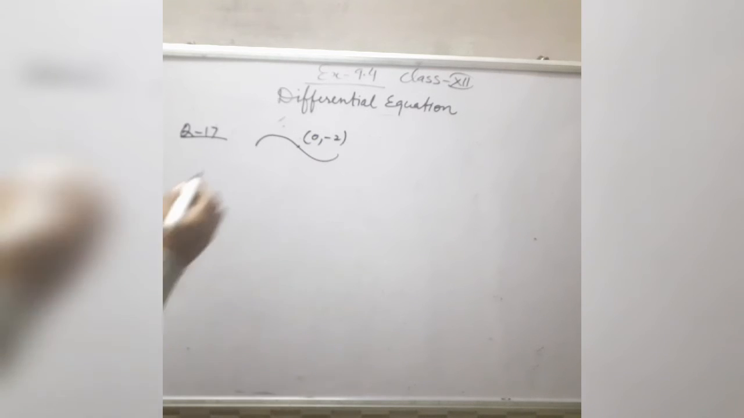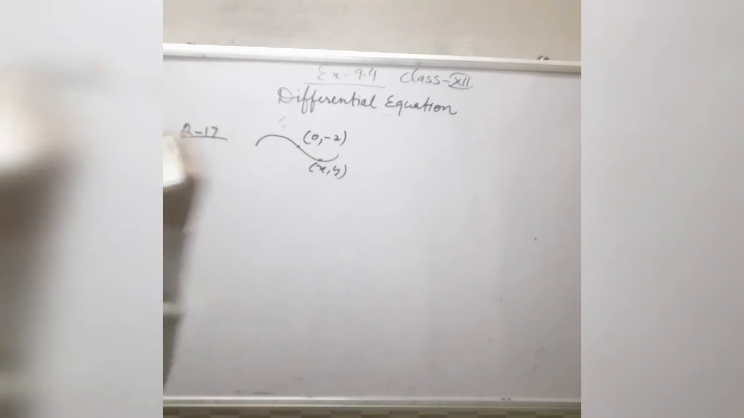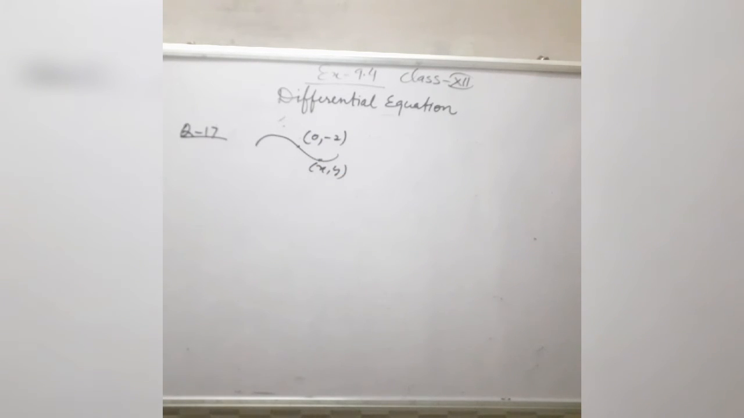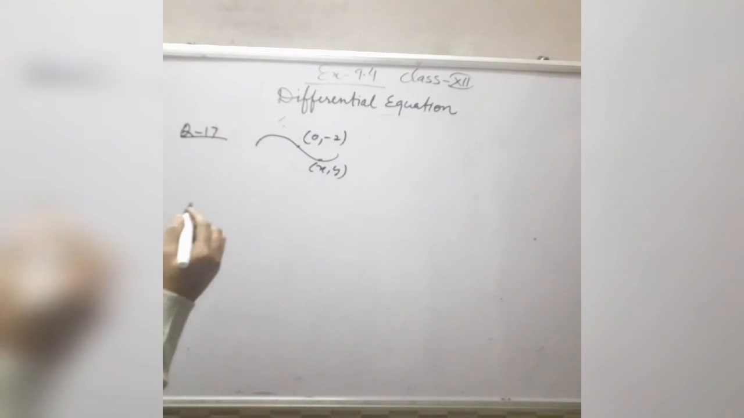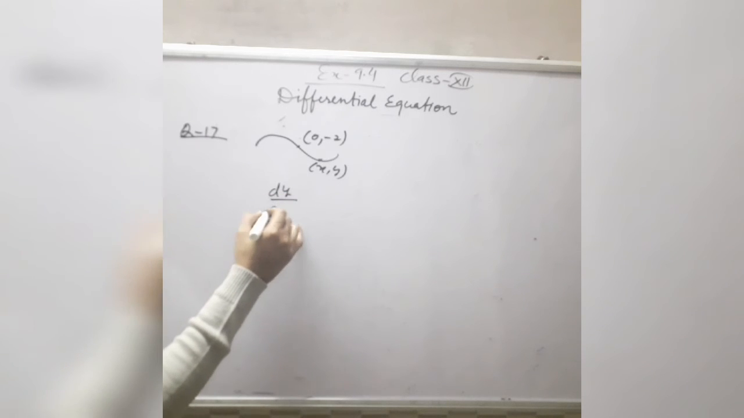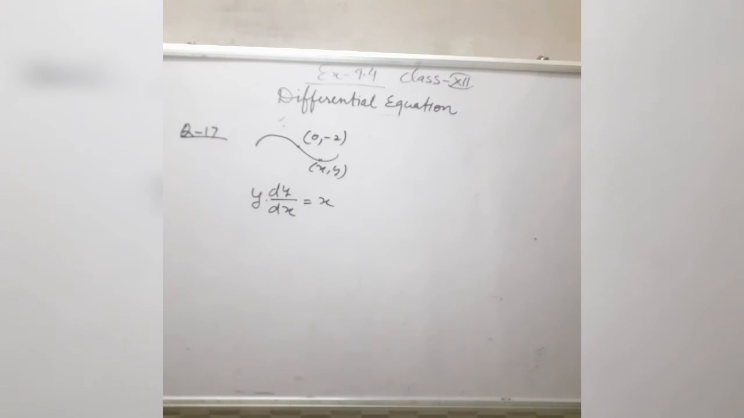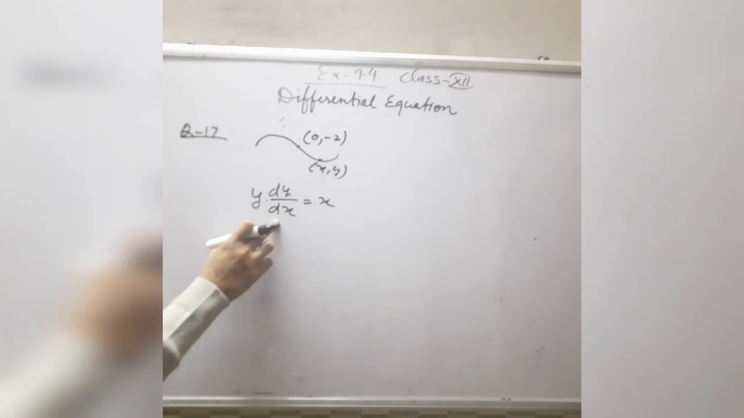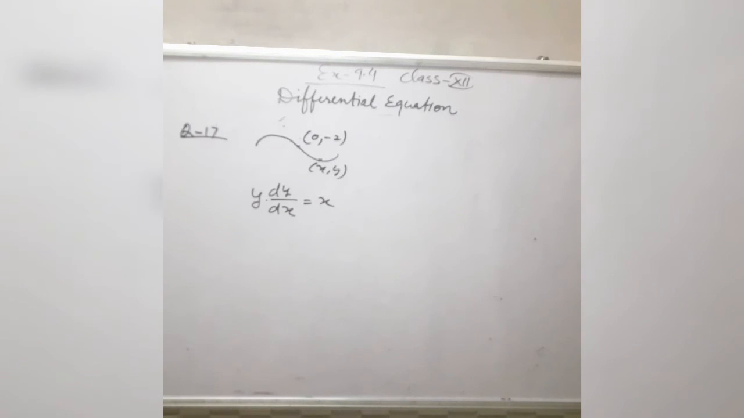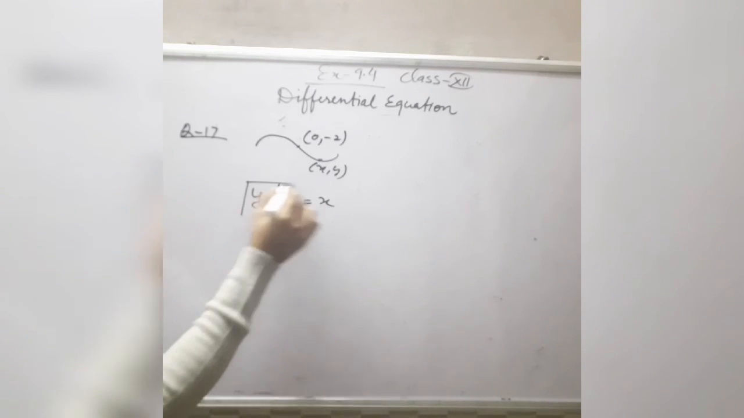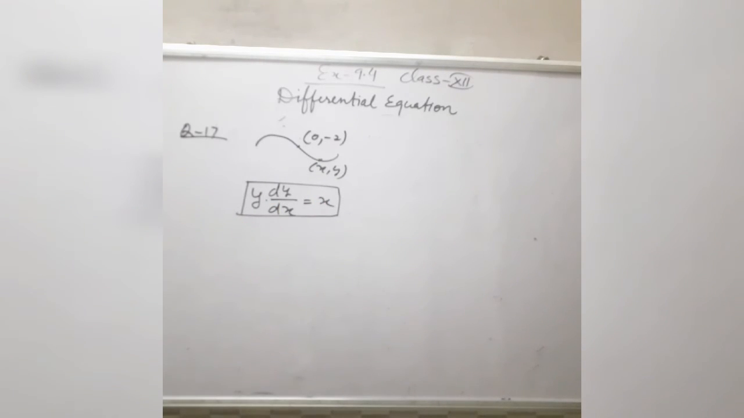Given that at any point x, y, an arbitrary point on the curve, the product of the slope of its tangent and the y coordinate of the point is equal to the x coordinate. Product of slope means dy by dx, and y coordinate means y. This is equal to x. It means a direct differential equation is not given to you, but in the wording it is written that the product of the slope of its tangent and the y coordinate, y into dy by dx, is equal to the x coordinate. So with the help of the given statement, we will find a differential equation.